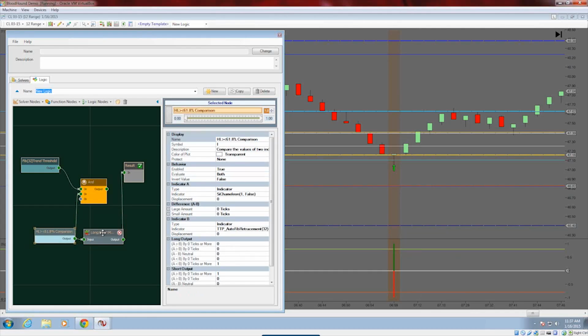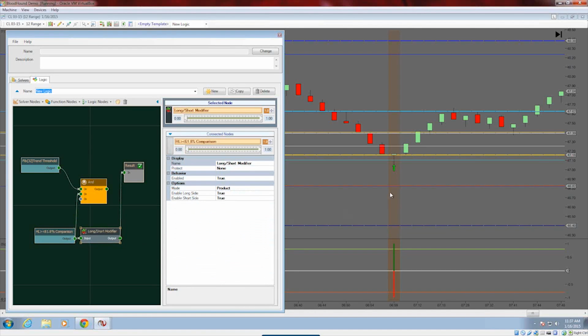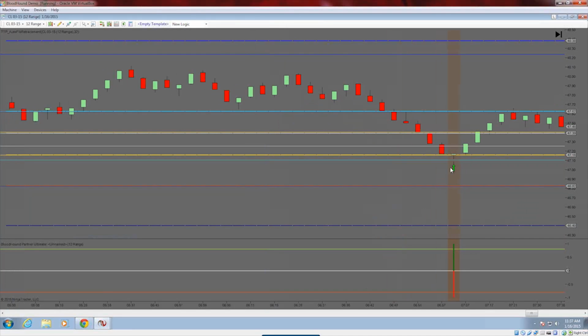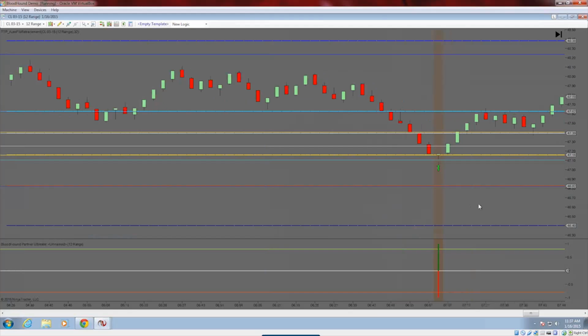And then we can, well, we can do a number of different things. We could say that we only want to take the signals where the bar is actually touching the 61.8, or any other line, or we could do a lot of different things with this. But that's one way that you can identify just that bar that is actually touching the line.